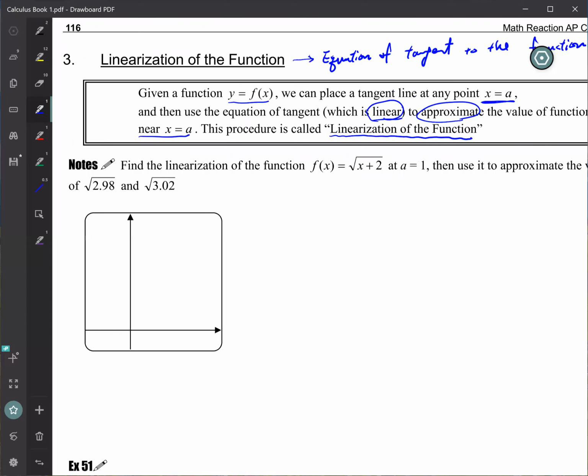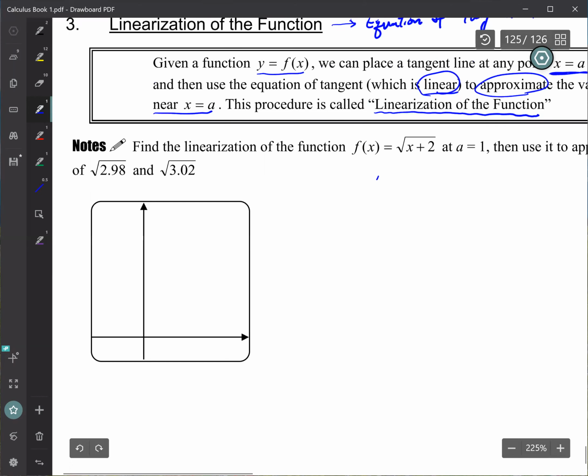So question, here's the example we have: f of x equal to root of x plus 2. Let's draw it out. x plus 2, if you remember transformation, compared to this one, what's the story for y equal root of x plus 2? You move to the left. Yep, move to the left by 2. So let's graph it out, and then it goes this way. We want to find the linearization at a equal to 1.